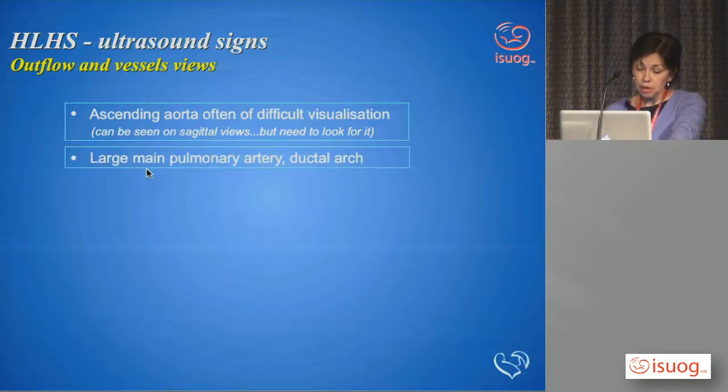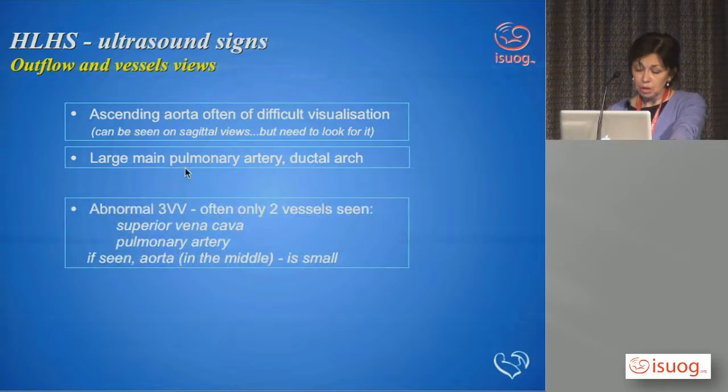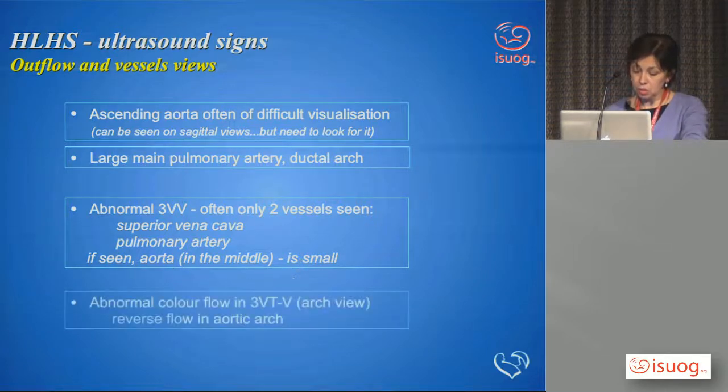In contrast to that, we have a large main pulmonary artery and a large ductal arch, and this is going to lead to an abnormal 3-vessel view, when often you only see 2 vessels, which are the superior vena cava and the pulmonary artery, and the vessel in the middle, sandwiched between them, is small and may or may not be seen depending on the size and the quality of the scan.